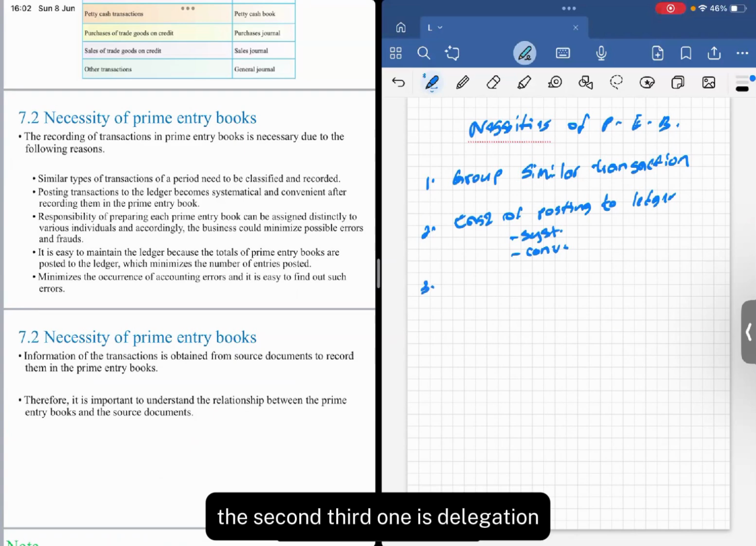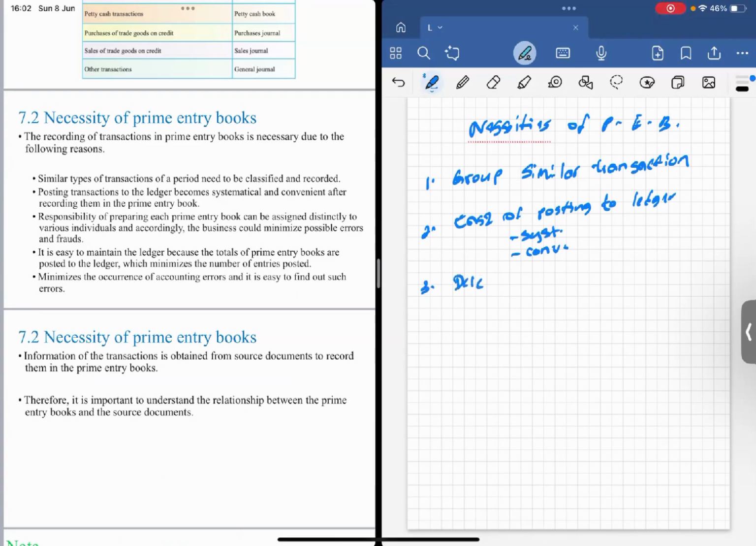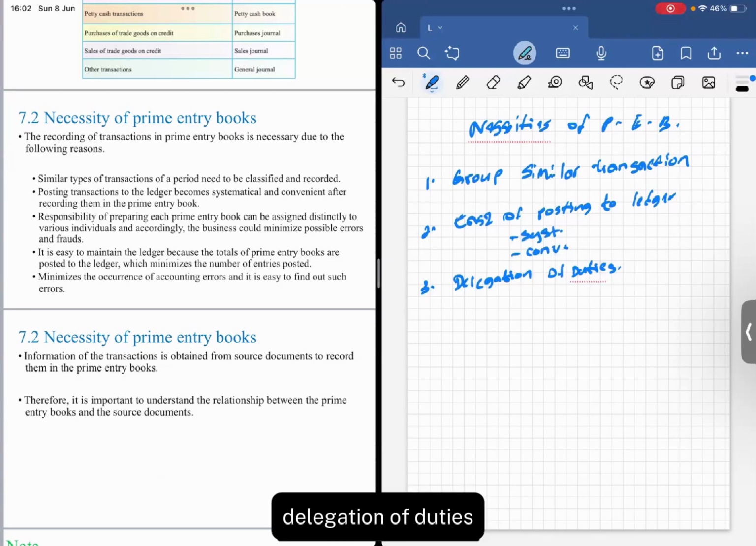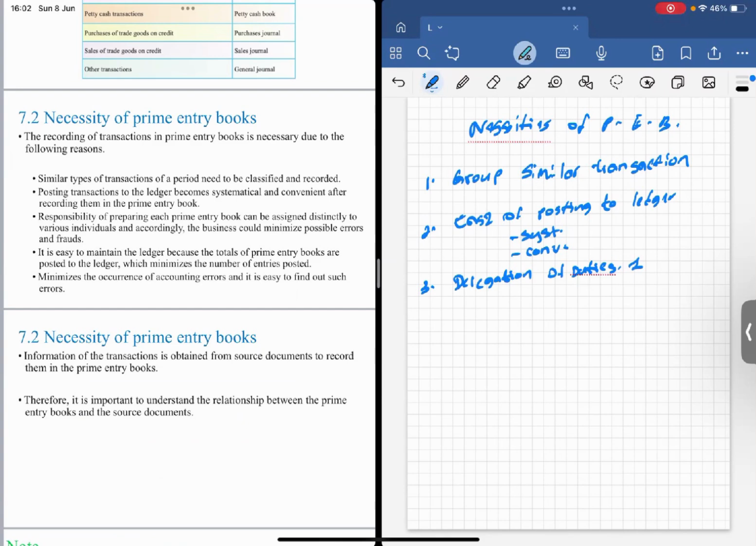The third one is delegation of duties. එතකොට අපිට පුළුවන් එක පොතක් කාට හරි බලන්න කියලා වෙනම වෙන් කරන්න. Delegation of duties and minimize errors and frauds.